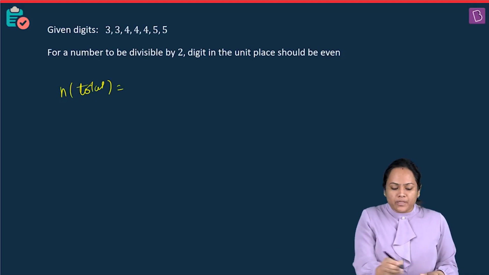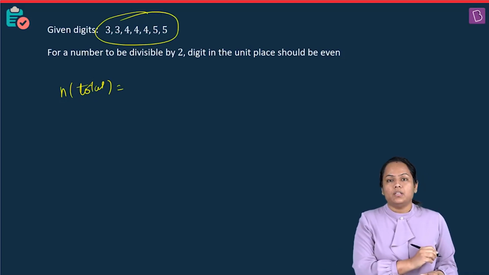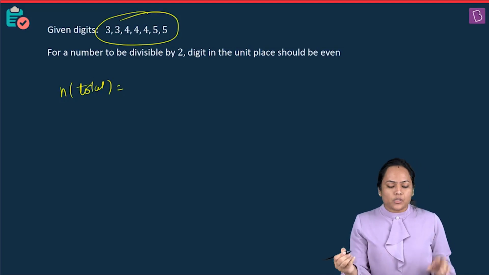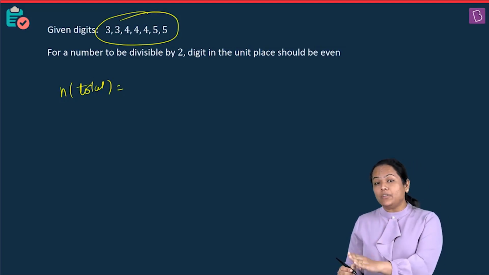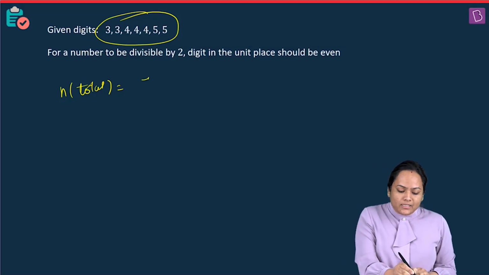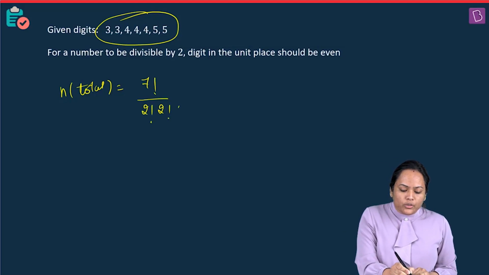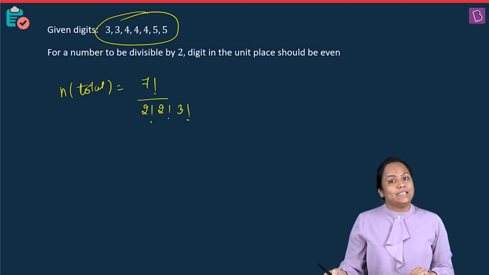So my total cases will be equal to the arrangement of these 7 numbers. How do we arrange these 7 numbers? When 2 are alike of one kind, 2 are alike of another kind, and 3 are alike of the third kind, it's nothing but 7 factorial divided by 2 factorial, 2 factorial, 3 factorial.